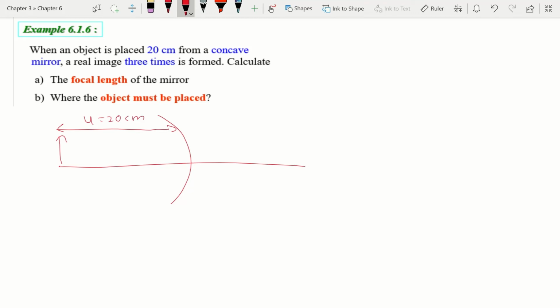A real image. So we know the RIVER method. If it's the RIVER method, it means we have a real image. So if the image is real here, it means the image is formed in front of the mirror. In front of the mirror, it is inverted. So it is formed 3 times, so the magnification is 3 times. But because it is formed in front of the mirror, the magnification is negative. So negative 3. And we need to look for the focal length.